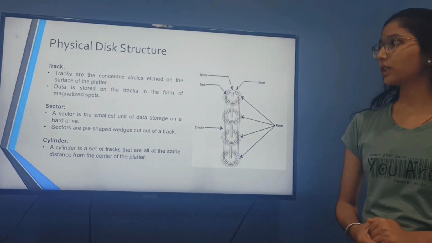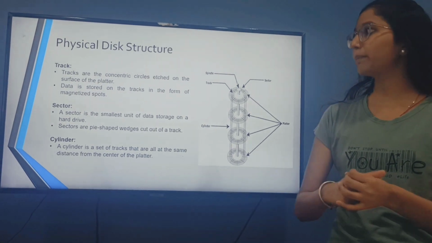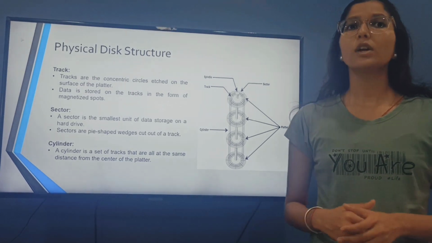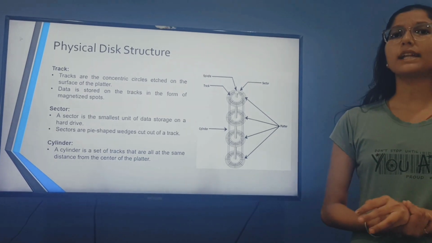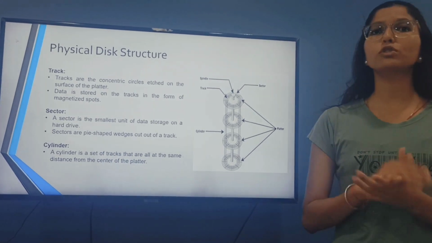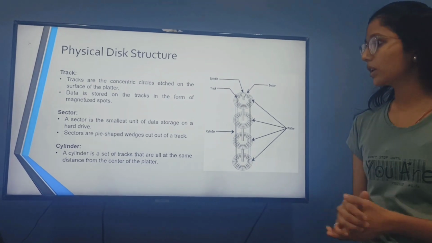Physical disk structure, that is track. Tracks are the concentric circles on the surface of a platter. Data is stored on this track in the form of magnetic spots. So basically tracks are numbered starting from 0 from the outer edge. Each track is divided into small units called sector. It is the smallest unit of data storage.